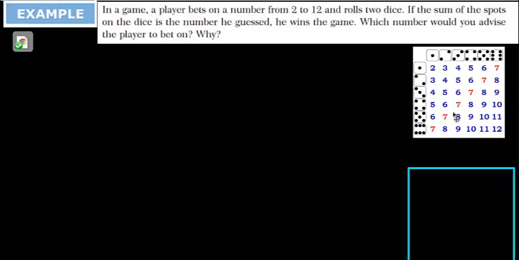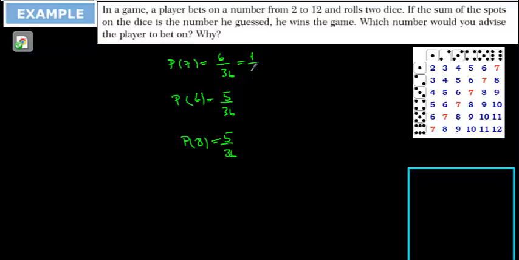So which one will we offer? We will offer the 7, because the probability of the 7 is going to be 6/36. The rest of them are less than the probability of 7. The probability of 6 is 5/36, and the probability of 8 is again 5/36, and only the 7 has the highest probability, which is 6/36. That's why we should advise him to say 7.